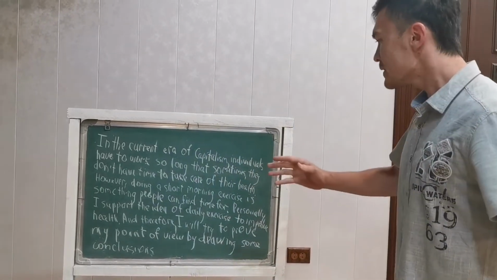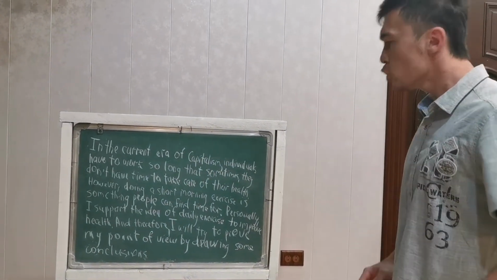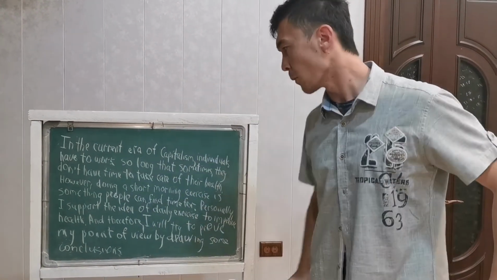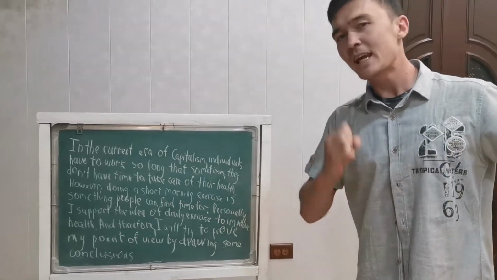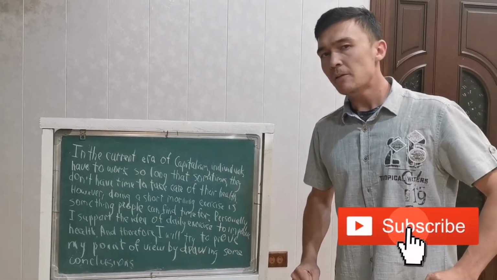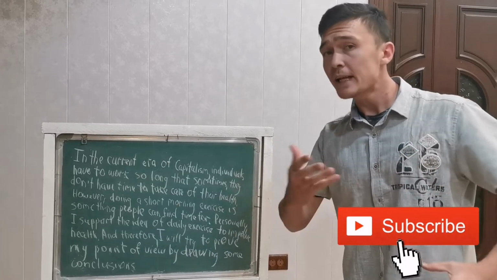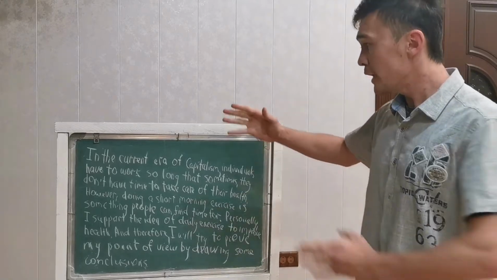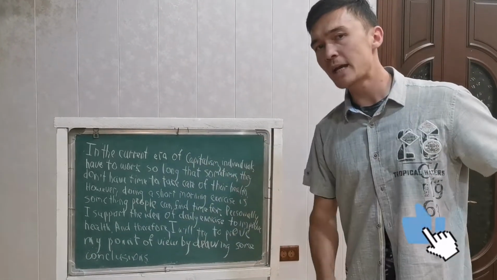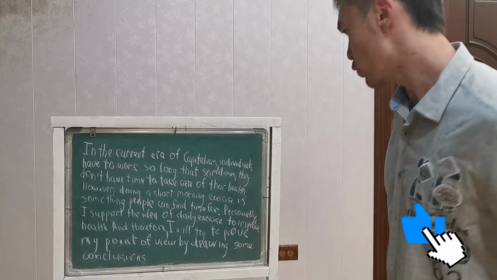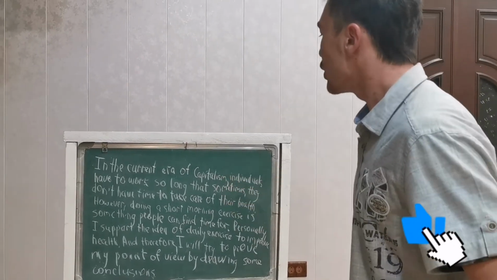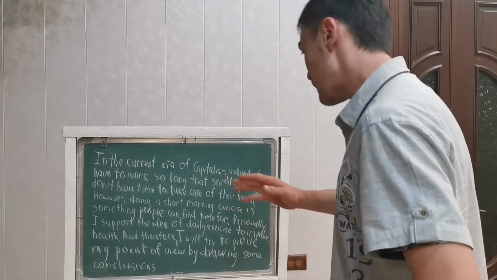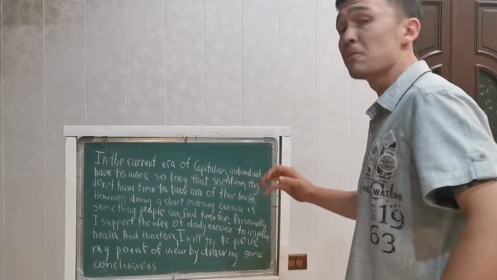Now, in my second sentence, what I'm trying to do is link my first general information to a more specific one. So, as you know, the topic was asking if we think exercising daily is the best way of improving health. And therefore, I'm trying to link my general information to exercising daily. So let's read it out. However, doing a short morning exercise is something people can find time for.